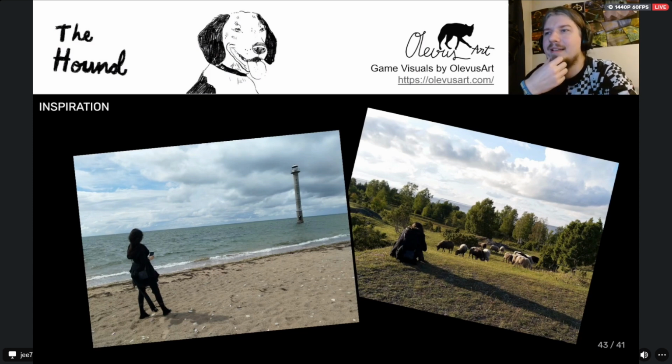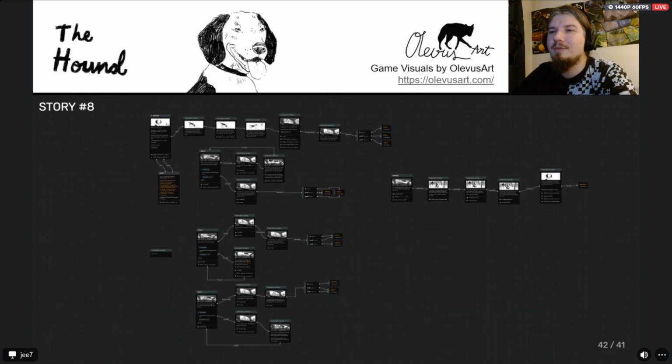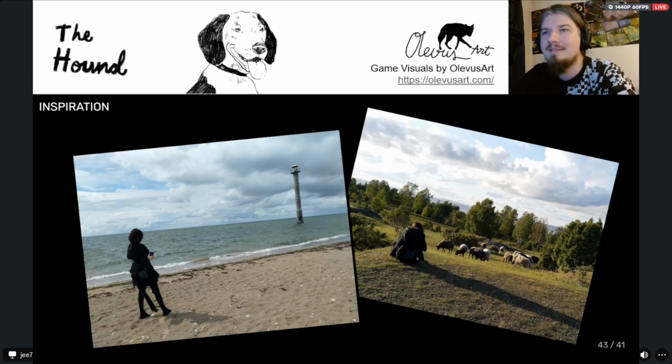But then we were wondering, so what happens if you miss the dog? And we put these cool locations that we experienced in Saaremaa into the story. So if you miss the dog, then you end up either at this lighthouse that's in the water, or this field with sheep, or some other locations.